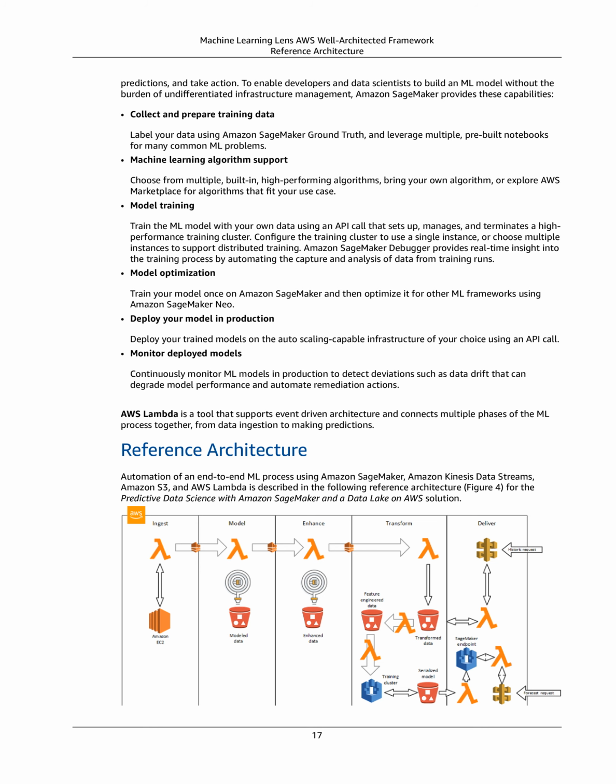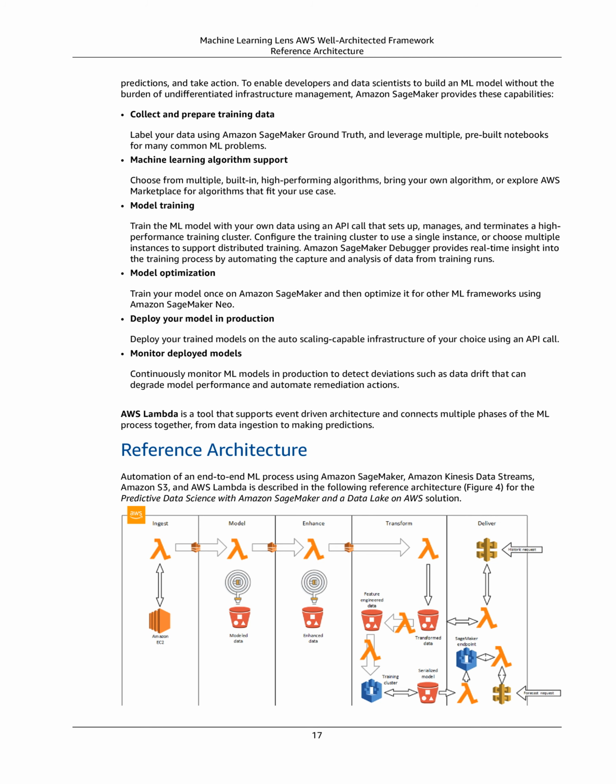Machine learning algorithm support. Choose from multiple, built-in, high-performing algorithms, bring your own algorithm, or explore AWS Marketplace for algorithms that fit your use case. Model training. Train the ML model with your own data using an API call that sets up, manages, and terminates a high-performance training cluster. Configure the training cluster to use a single instance, or choose multiple instances to support distributed training. Amazon SageMaker Debugger provides real-time insight into the training process by automating the capture and analysis of data from training runs.